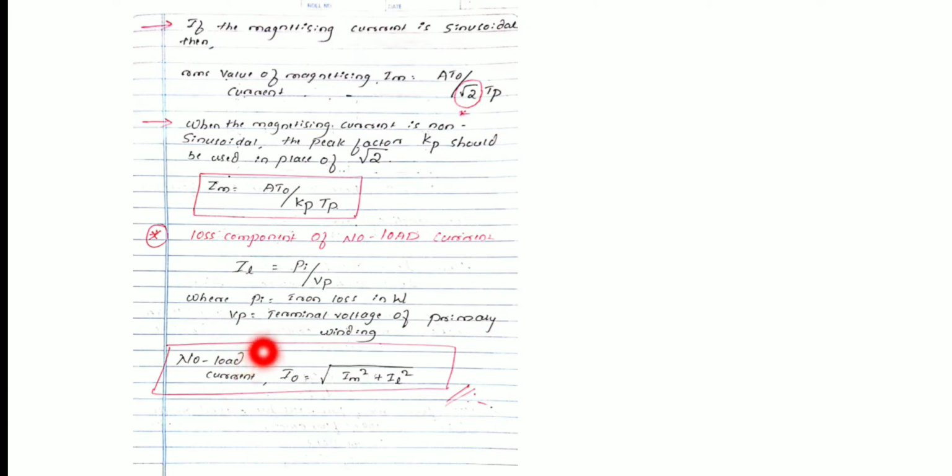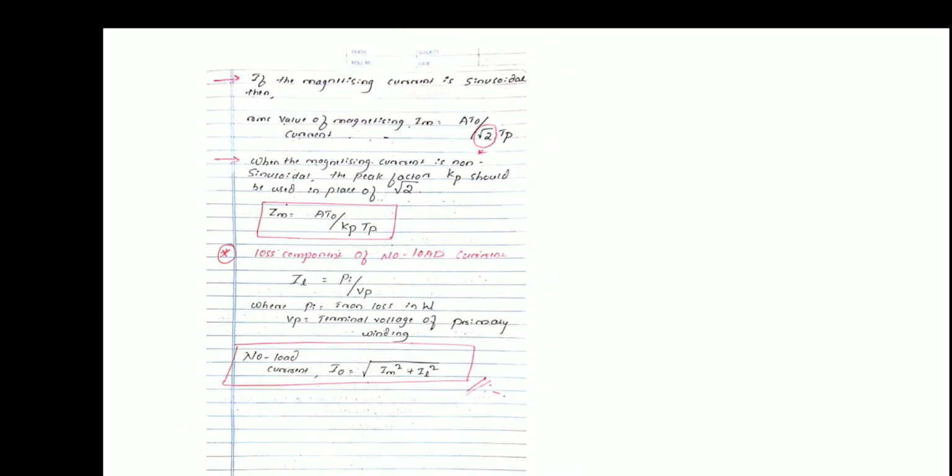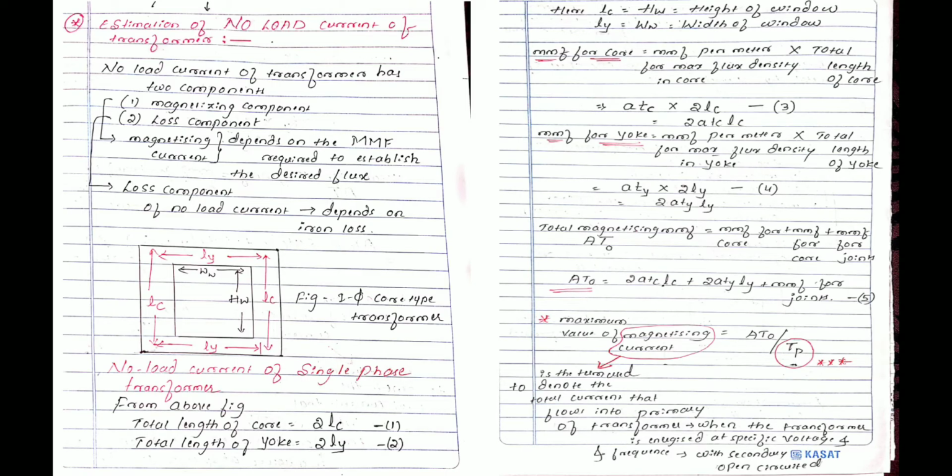Then what is the formula for no load current? No load current will be represented as I naught, that will be equal to root of Im square plus IL square. So getting this one, how we have derived this equation? This is the estimation for the no load current of the transformer. Which transformer? Single phase core type transformer. I hope all of you are clear with this concept.